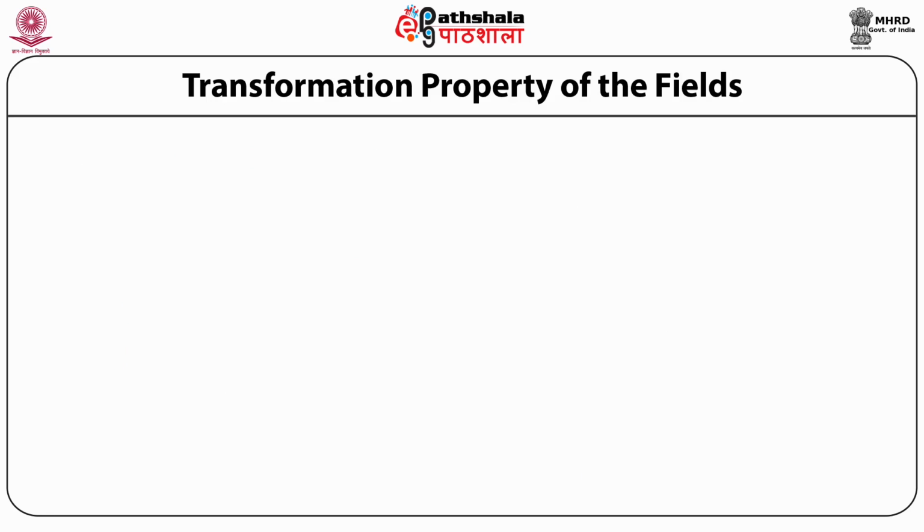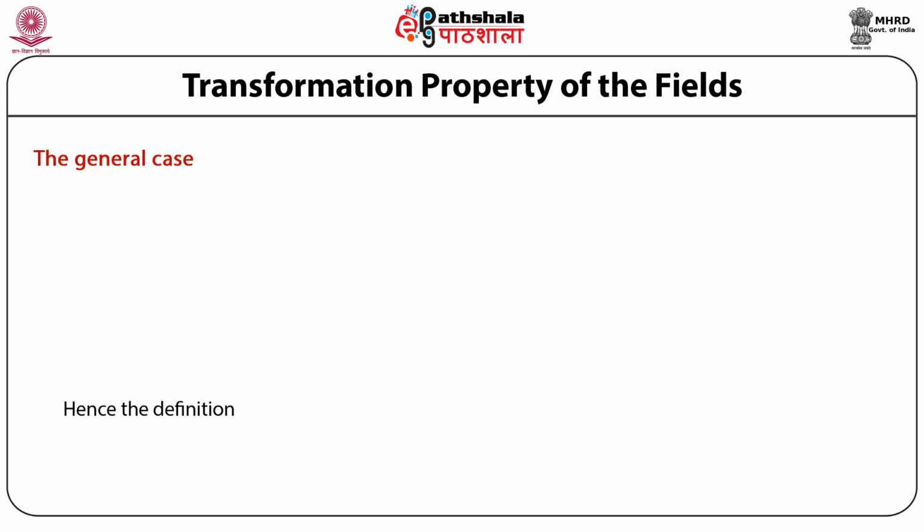Transformation property of the fields: the general case. Now let us consider the case where we do not restrict the relative motion of one frame of reference with respect to the other only along one particular axis. For example, up till now, we considered that the K′ frame of reference was moving along the x-axis with a speed v with respect to the K frame of reference.